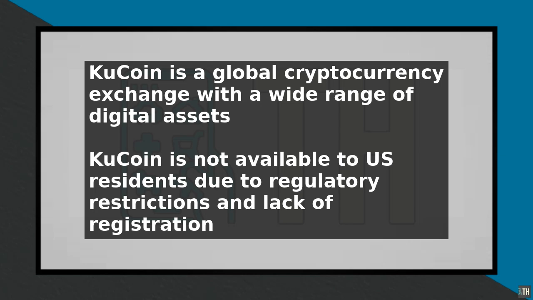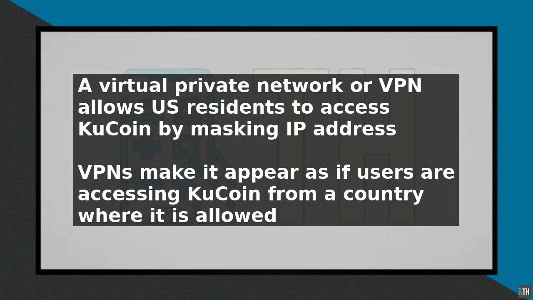First, you need to understand that KuCoin is not registered with the U.S. Securities and Exchange Commission, which means it is not allowed to operate in the U.S. However, there are ways to access KuCoin from the US using a virtual private network or VPN. A VPN allows you to mask your IP address and access the internet from a different location, making it appear as if you are accessing KuCoin from a country where it is allowed.